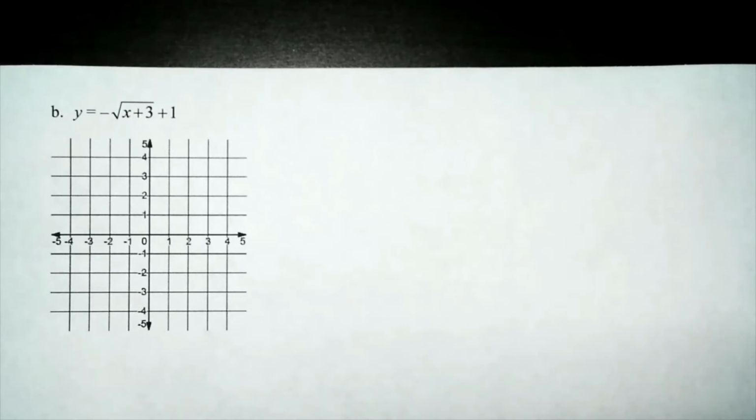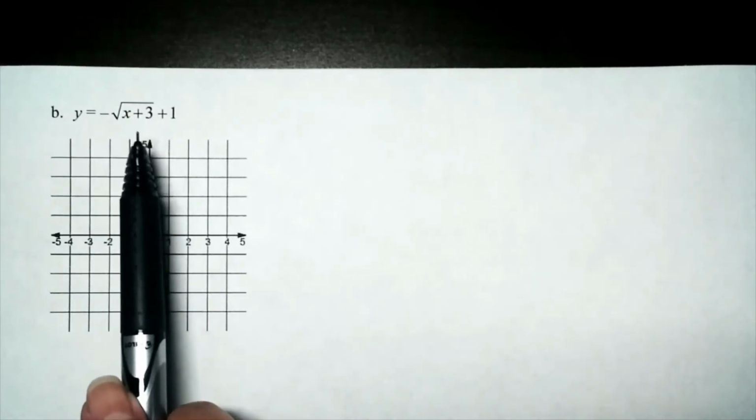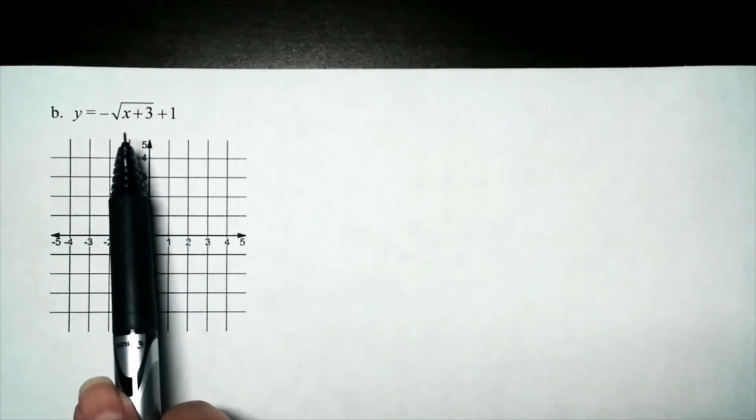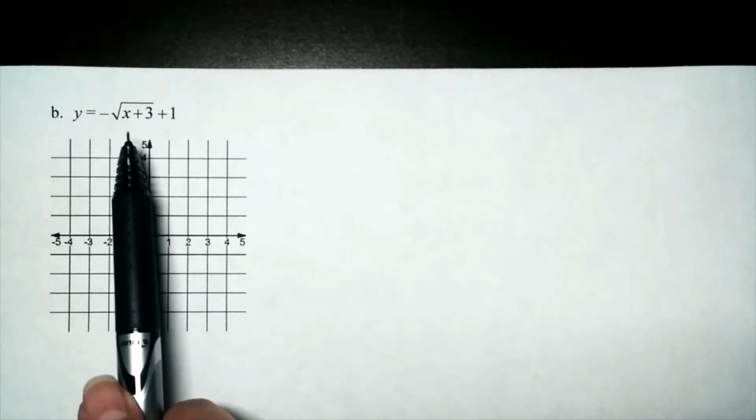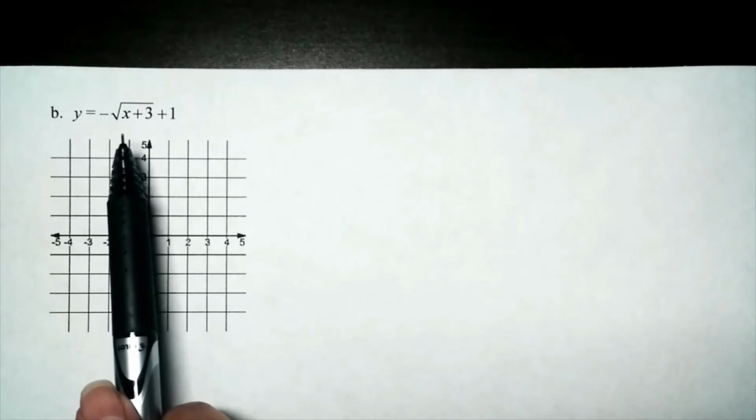Okay, so for problem B, same speech. We are given a function. It's not one of the basic functions, and we are asked to indicate how it relates to the graph of one of the basic functions, and then we are asked to sketch it or graph it by hand.